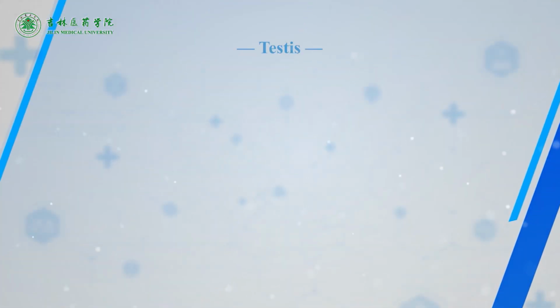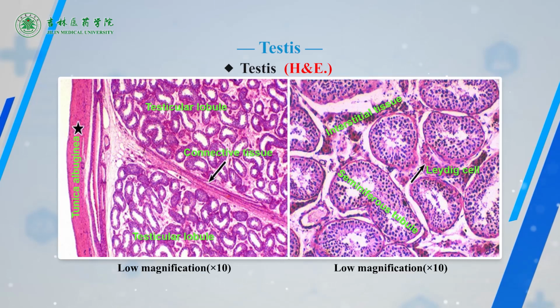First slide, testes, obtained from a section of testes, H.E. staining. On these histology slides, a tunica albuginea and several seminiferous tubules are visible. The tunica albuginea is thickened on the posterior surface of the testes to form the mediastinum testis, from which fibrous septa penetrate into the parenchyma of the testis, dividing it into many pyramidal compartments called the testicular lobules.